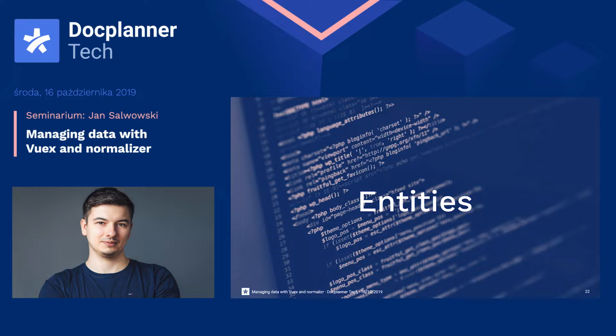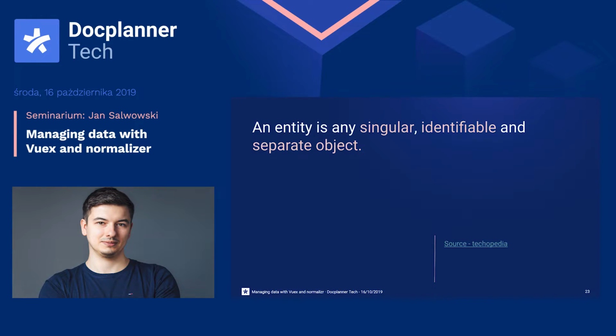The most important thing is entities. An entity is a singular, identifiable, and separate object. So, singular, there is always one, like one user, one post, one comment. There is never a set of things. They are identifiable, so they have some sort of ID or set of IDs which is unique across the application, and they are separate objects.